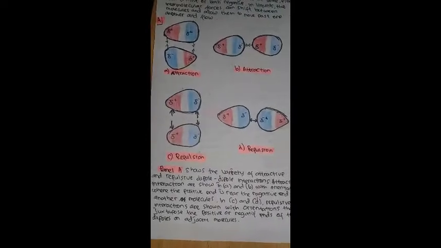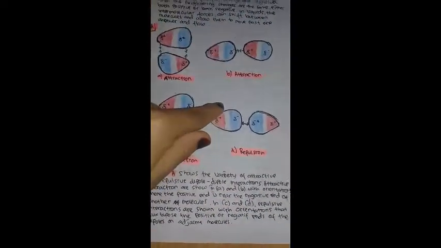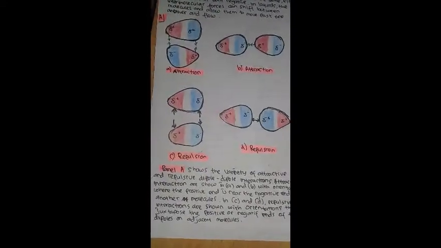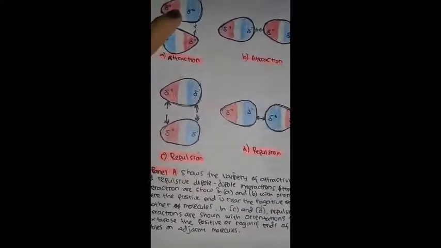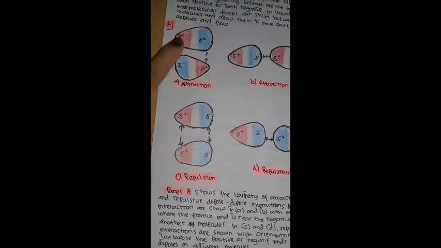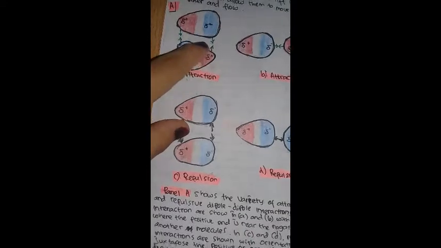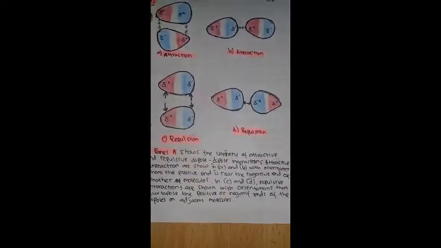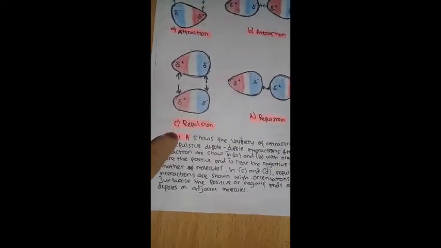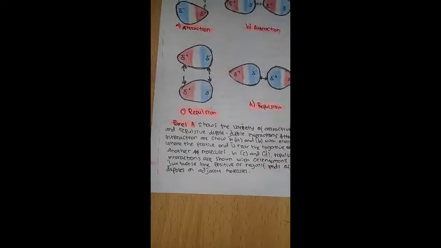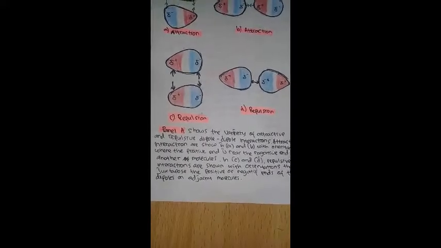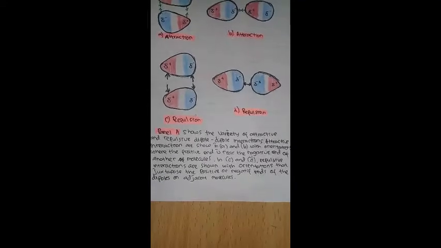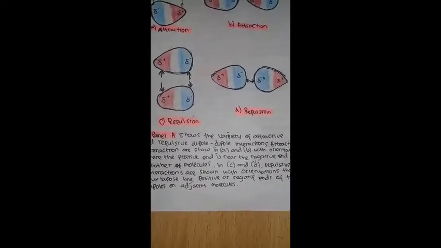Attractive interactions are shown in A and B, with orientations where the positive end is near the negative end of another molecule. Color red is positive and color blue is negative. In C and D, repulsive interactions are shown, with orientations that juxtapose the positive or negative ends of the dipoles on adjacent molecules.